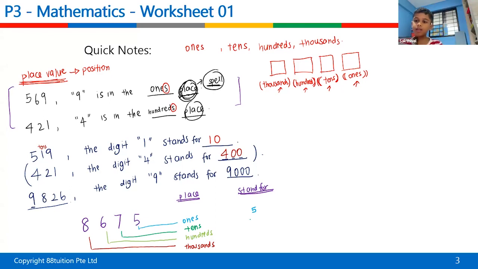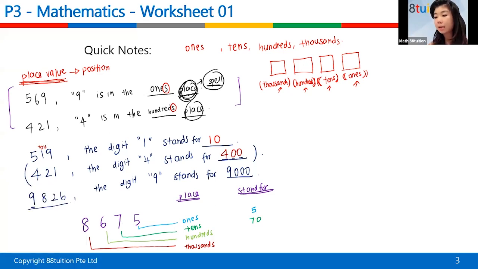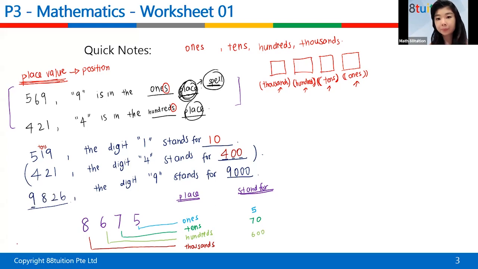70. Yes. Okay, Sakti, I want to test you again. In 8,675, the digit 6 stands for? 600. Yes, good. Jingjie, finally, the digit 8 stands for what? 8,000. Very good.